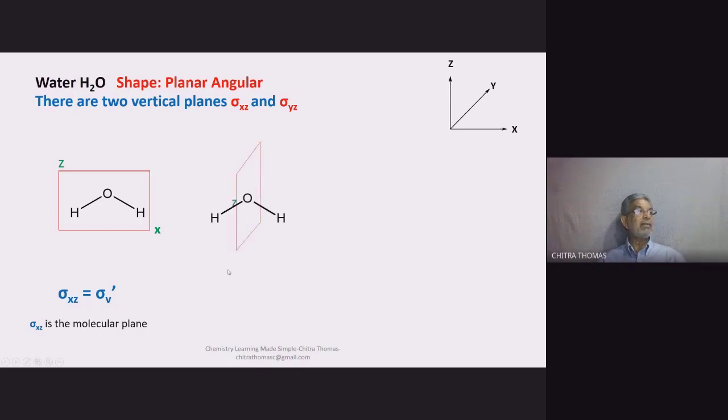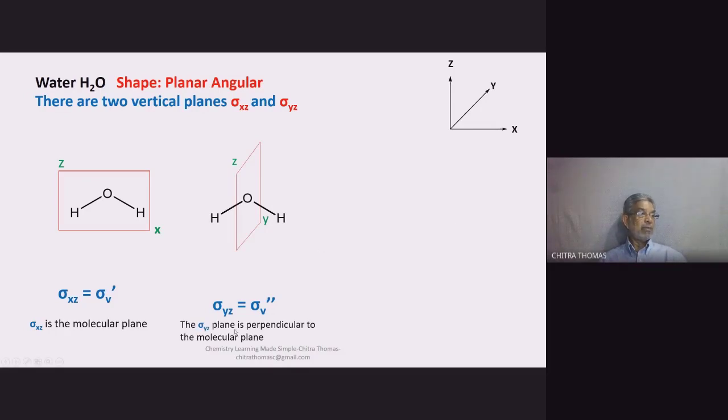Then this is z, this is y, this is sigma yz. You try to put these things in your memory. The sigma xz plane is the molecular plane. The sigma yz plane is perpendicular to the molecular plane.